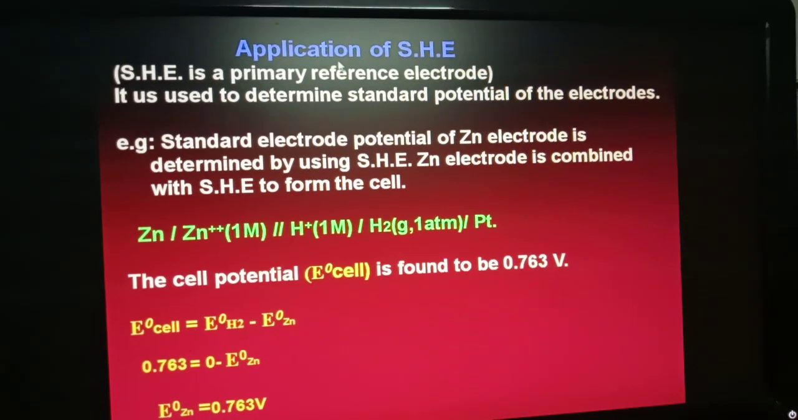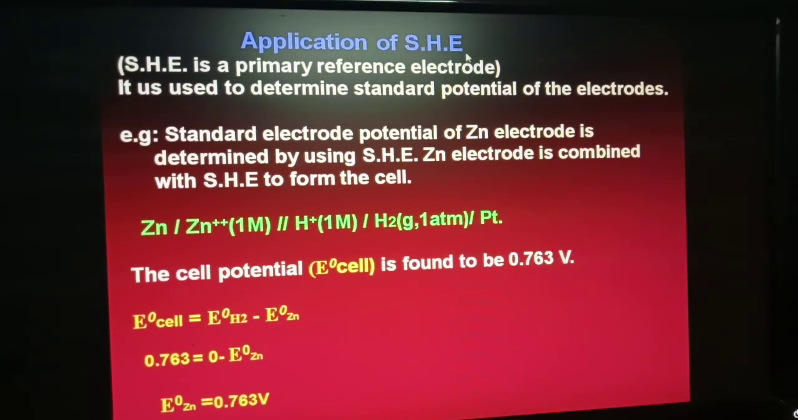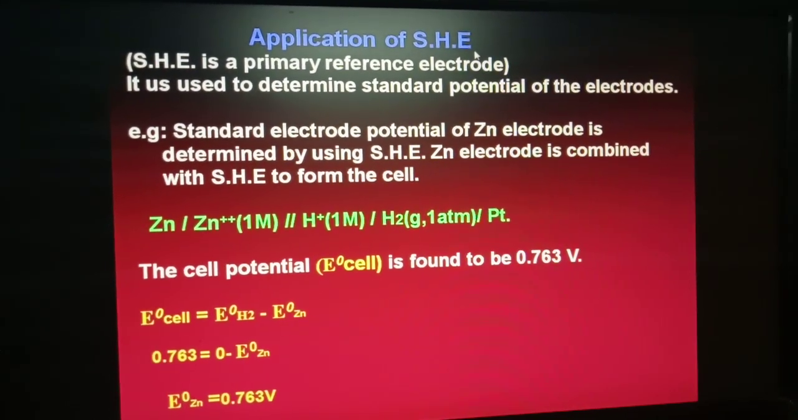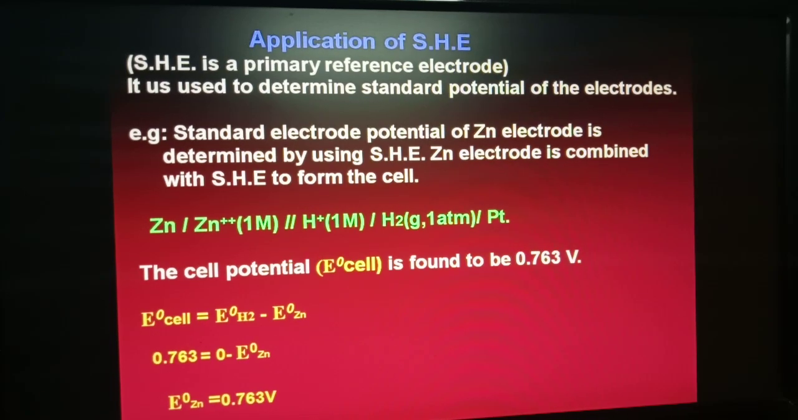Now next we shift to application of standard hydrogen electrode. As I told you earlier, standard hydrogen electrode is used as a primary reference electrode. We can determine the electrode potentials of any other electrode using standard hydrogen electrode. Let us see an example of such type.